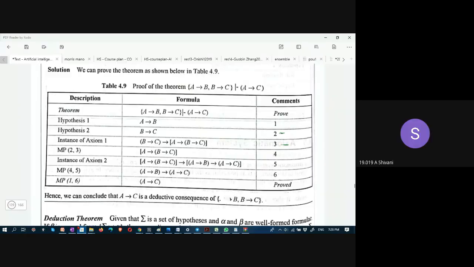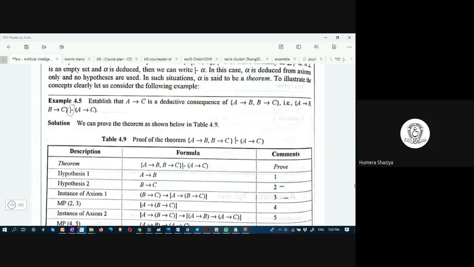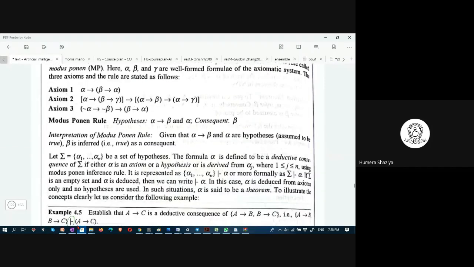Thank you. MP is modus ponens. What is modus ponens? This one: given alpha implies beta and alpha. Alpha is an individual statement and alpha implies beta. These are the two statements that satisfy this implies property.